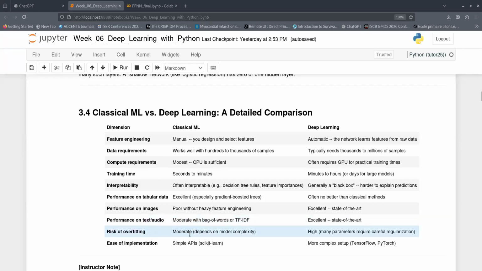And the risk of overfitting is moderate for classical machine learning, depending on model complexity. But for deep learning, the risk of overfitting is higher. Why? Because many parameters require careful regularization. So in terms of implementation, classical is very simple, with simple APIs, because we use scikit-learn. But for deep learning the implementation is more complex. So you need TensorFlow or PyTorch.